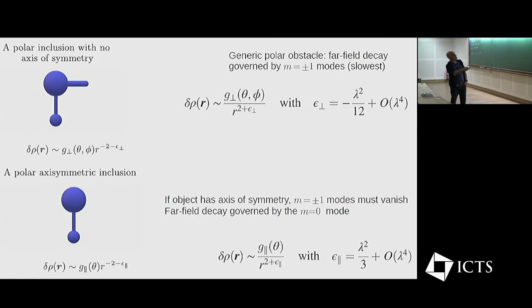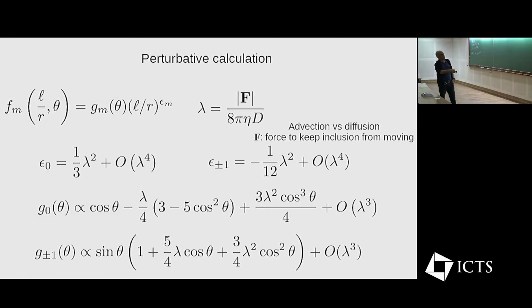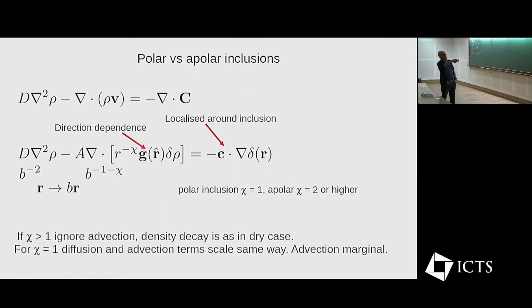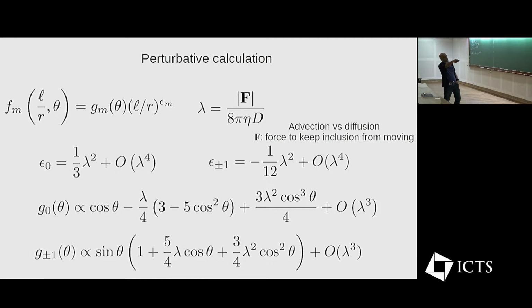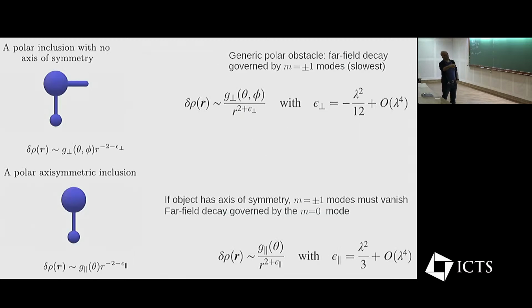Okay? So maybe I've under-described the problem. You see what I'm saying, right? I have an equation whose r, theta, phi dependence I have to calculate. I do so perturbatively in this Peclet number. At that level of analysis, the only bits that matter are the m equals 0 and m equals plus or minus 1. They contribute at order lambda squared, and you get this decay.